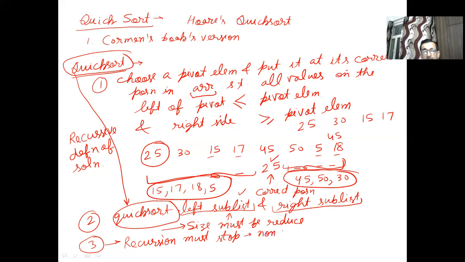A non-recursive step must exist. A non-recursive point must come. Obviously, I can say if the list has 0 elements, or if the list has only 1 element, recursion will be stopped. So I can say if n is less than or equal to 1, recursion will stop ultimately.